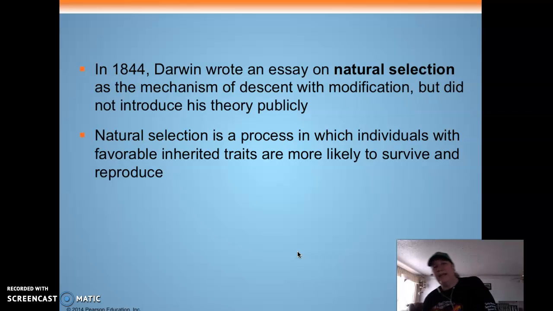Again, the actual definition of natural selection is a process in which individuals with favorable inherited traits are more likely to survive and reproduce. If you think about it, the birds that had the beak that could peck into the cactus are going to get more food, and they're going to reproduce. The ones that can't are probably going to starve and die. That's what he based natural selection on. The ones that are more adapted to the environment are the ones that are going to reproduce. Pretty soon you're going to have a new generation that all have that special beak, and the ones that don't are going to die.